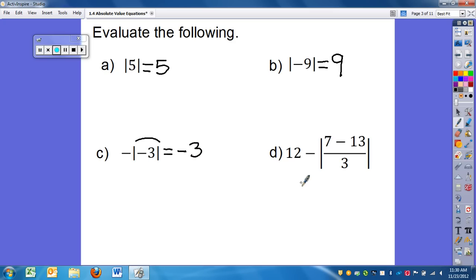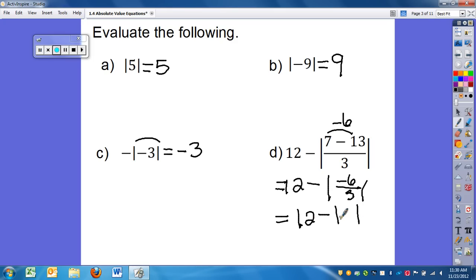On D, we're going to have to use our order of operations, where absolute value acts like parentheses, so we're going to simplify the inside. I take 7 minus 13, which is negative 6. So I get 12 minus the absolute value of negative 6 divided by 3. Then I can simplify further. I still have 12 minus the absolute value of 6 divided by 3 is negative 2. And the absolute value of negative 2 is 2, so I have 12 minus 2, which my final answer is 10.